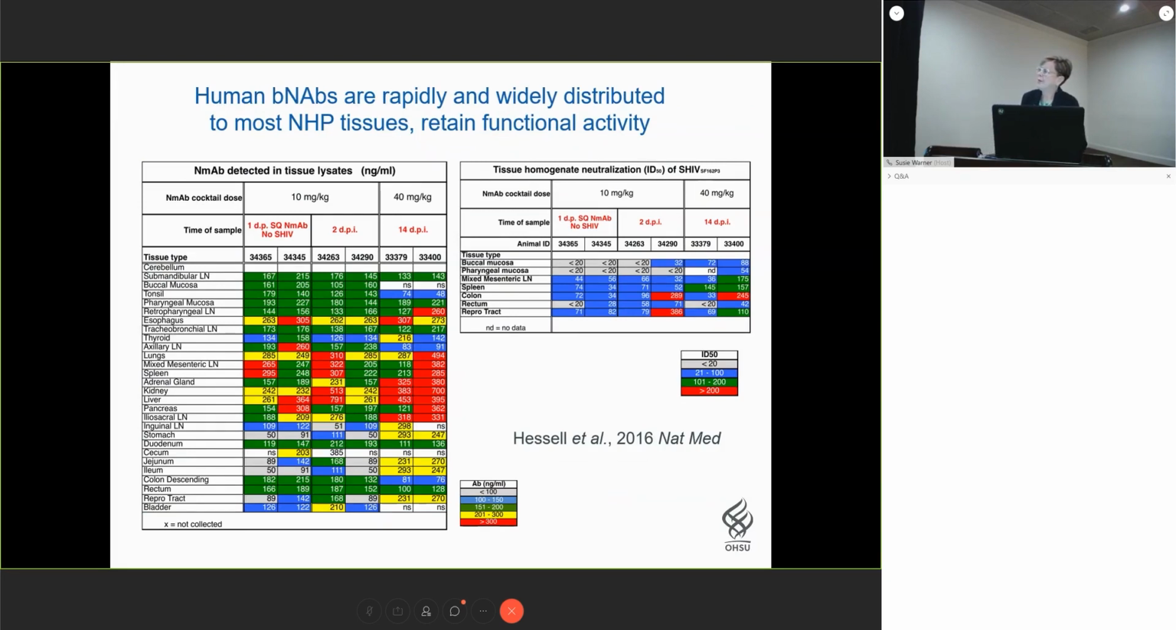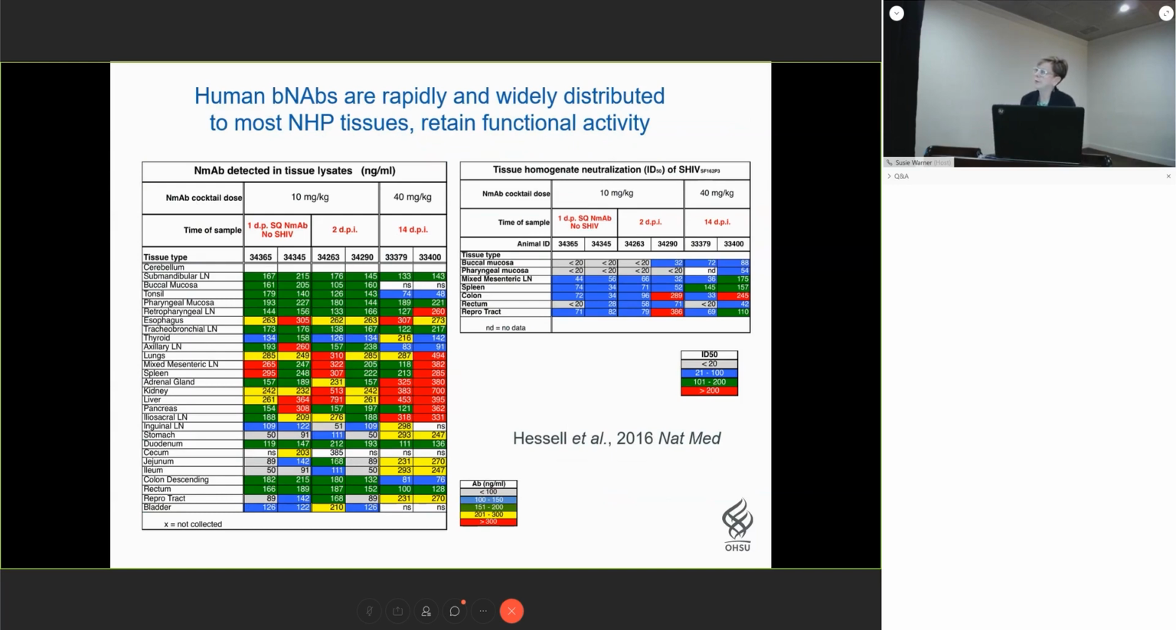But it does show that even 1 day after giving the antibody, you can already see that antibody can be extracted from tissue, and that it has some neutralizing activity in vitro. So when you see these antibodies going up, it's because there have been multiple dosings. This says nothing about kinetics of distribution in tissue.